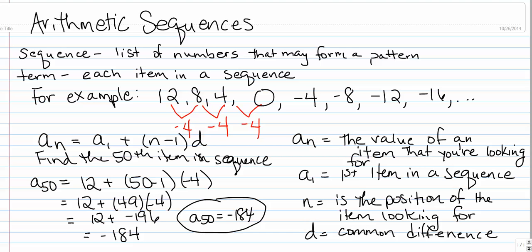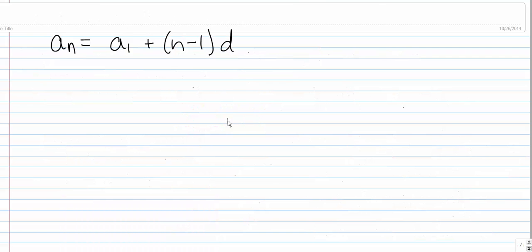Okay, we don't use that formula just to find numbers that are far down in a list. We can use it to find other things as well. For example, let's say I knew that the 100th item in a list was 64. And I knew that the common difference for our list was 2. I could find out the first number on the list just by knowing those values. So for example, the value of the 100th item in the list is 64.